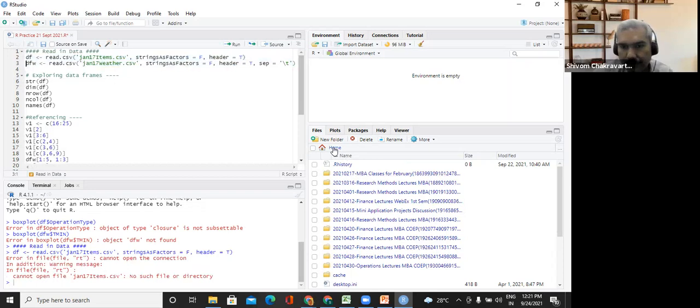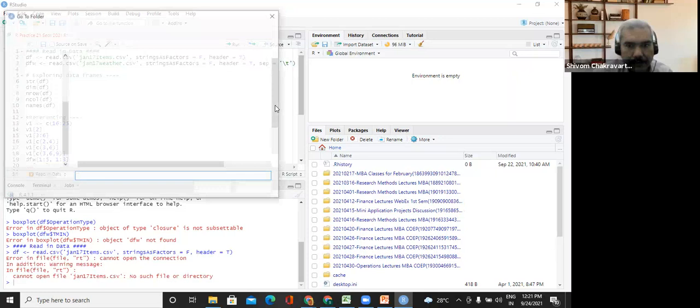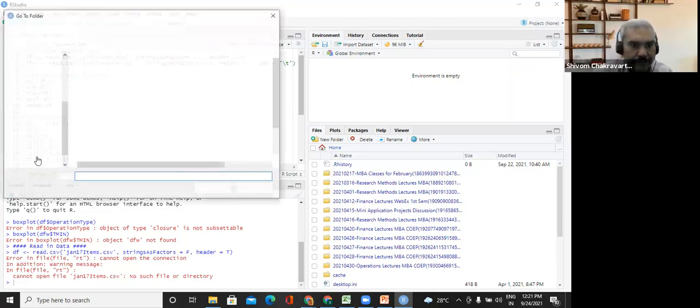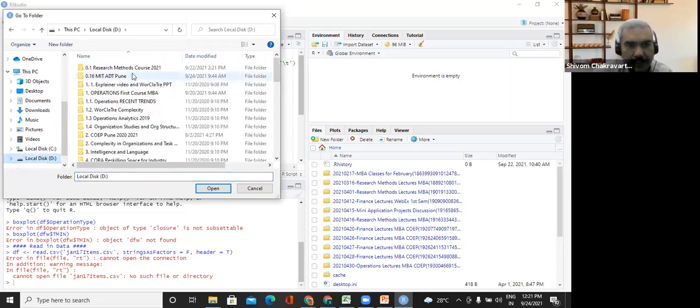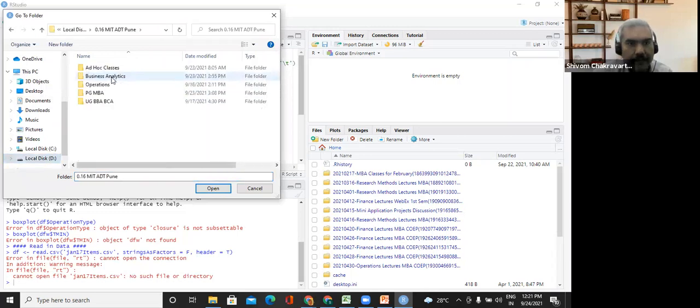Okay, so first we have to find the tree. This is what our environment looks like.